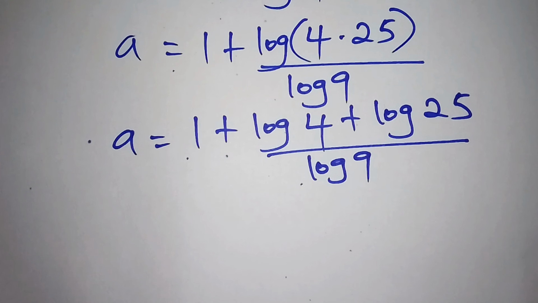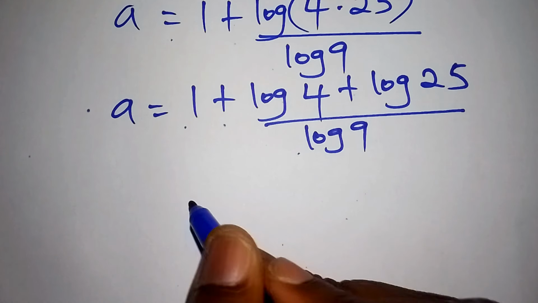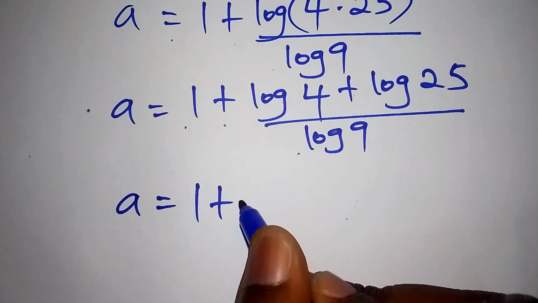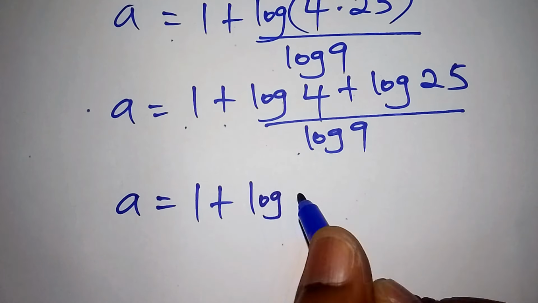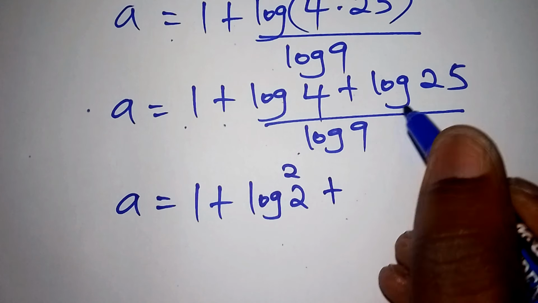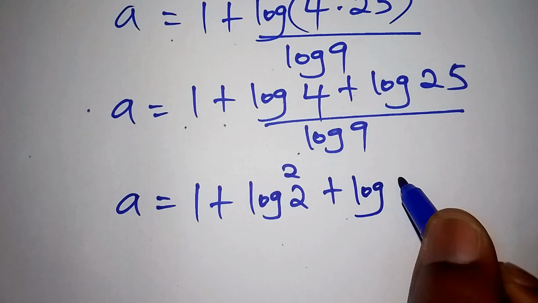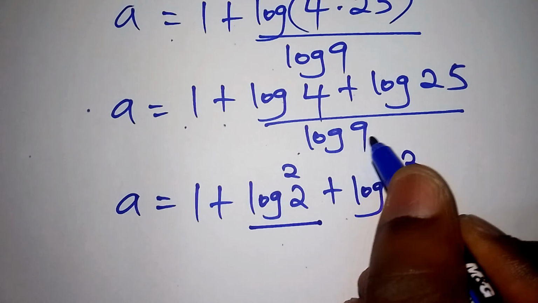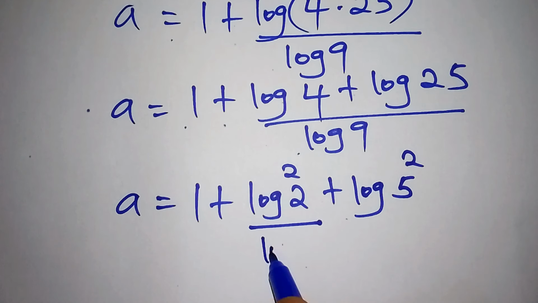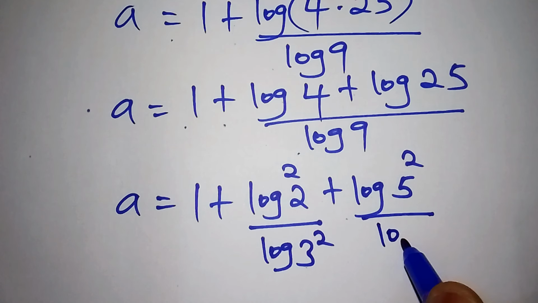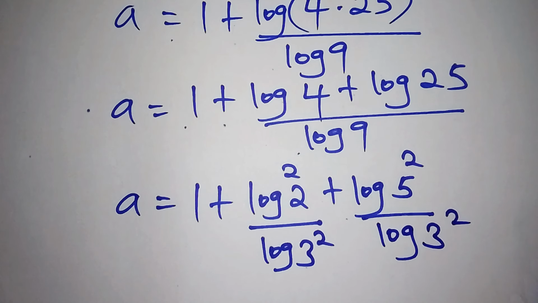The next step: a is equal to 1 plus, the log of 4 can also be written as the log of 2 to the power of 2, plus the log of 25 can also be written as 5 to the power of 2, then all over the log of 9, which can also be written as the log of 3 to the power of 2.